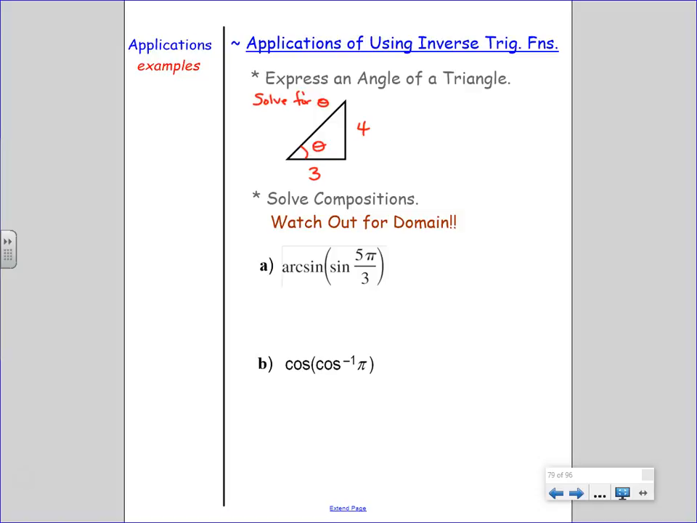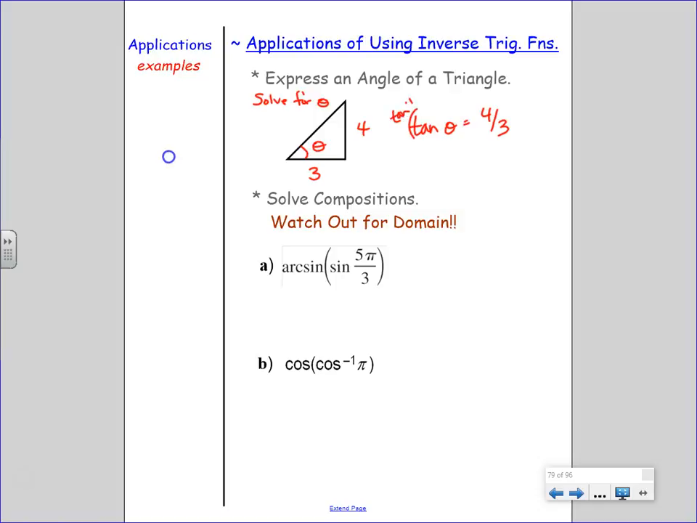We could use sine, but since we have opposite and adjacent, we use those. Tangent. So tangent of theta is equal to 4 over 3, yeah? Well, what's the problem? How do I get to theta? He's inside tangent. Oh, divide by tan. That makes no sense. Tangent needs somebody with him. He's hanging there. We need to go ahead and get rid of tangent. How?